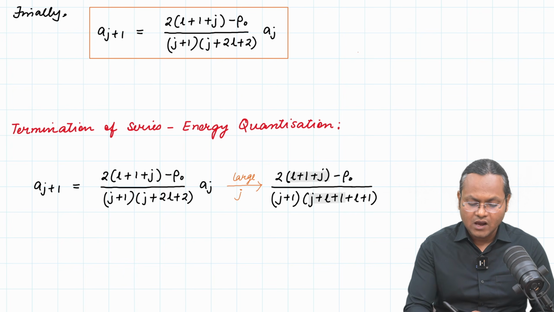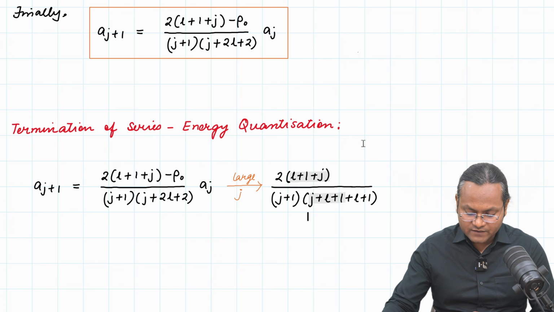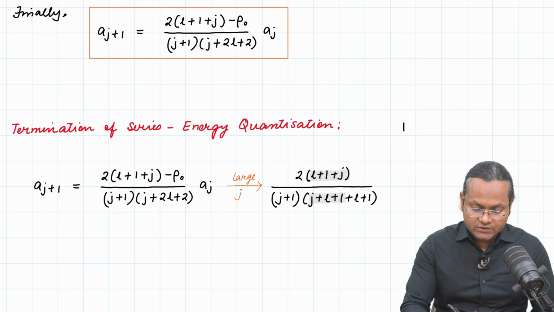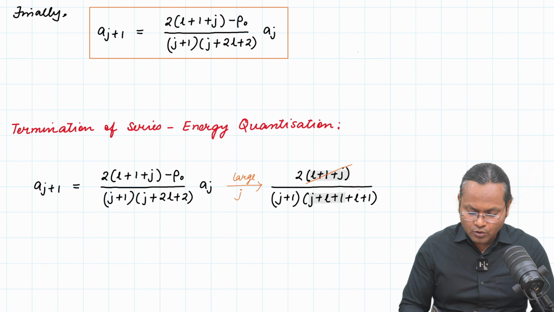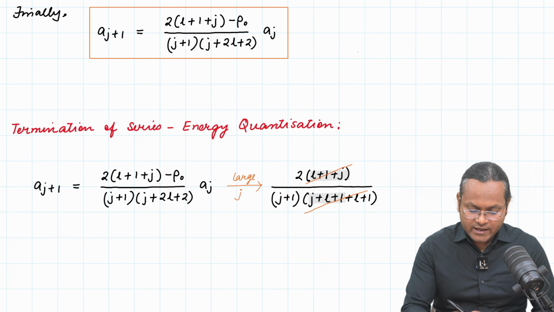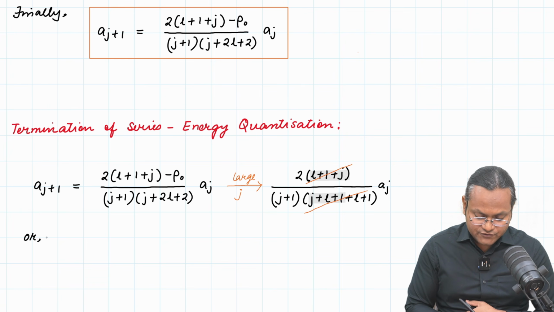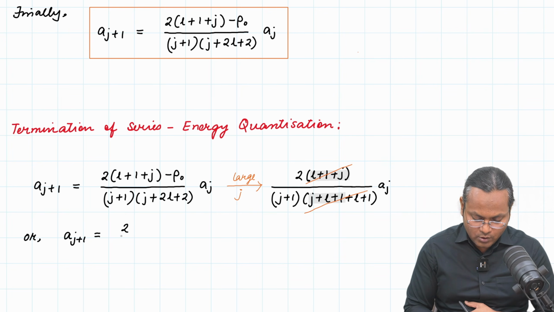Again, at very, very large values of j, I can cancel it out. First of all, I can remove rho naught from here because the first term will dominate. And from here again, these two expressions will be more or less similar or closer to one another, so that we can cancel each other out. What we are therefore left with, again for very large values of j, is a_{j+1} equals 2 upon j plus 1 times a_j.